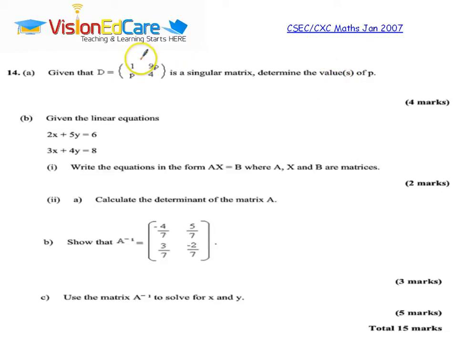Here we have a question taken from CSEC Maths January 2007 past paper, paper 2, question 14. So we have questions A to C to work out. What we're going to do is to work each part of the question in turn. So let us look at part A.